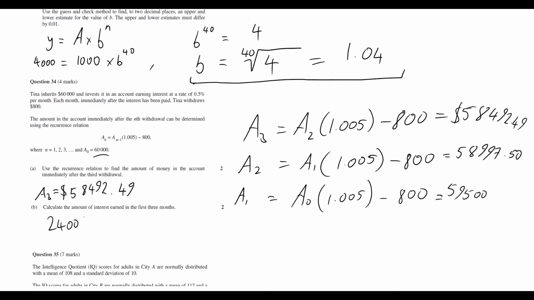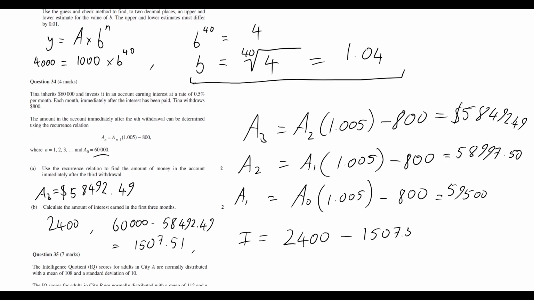I don't believe so. So what we can do is figure out the difference between those two numbers. 60,000 minus $58,492.49. We get that the difference is equal to $1,507.51. What that means is that she has actually earned a little bit of money in that time from the interest. So the interest is equal to 2,400 minus the actual difference of $1,507.51. Or simply put, the interest that she earned in those 3 months is $892.49.